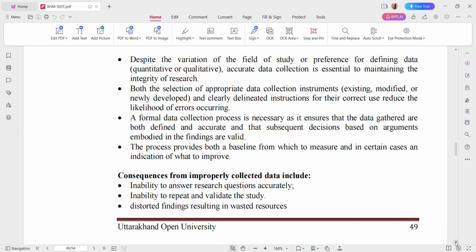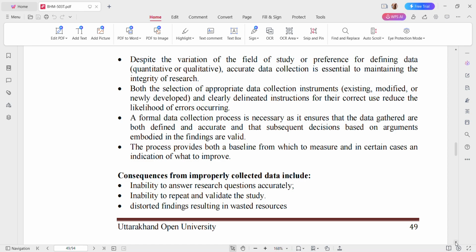protocols for it. Next, the process provides both baseline from which to measure, and in certain cases an indication of what is to improve. Now after crafting your instruments and doing pilot testing, or validating your instruments, you will see there what are the things to be improved and what are the things to be modified, so that validity is really achieved.